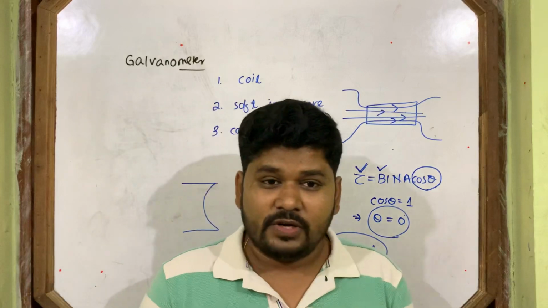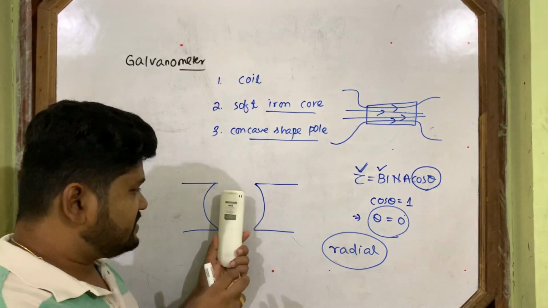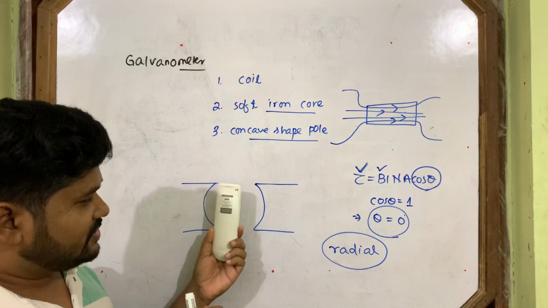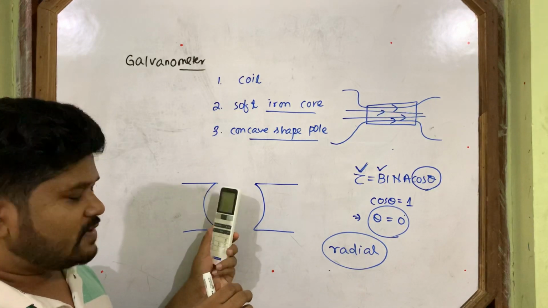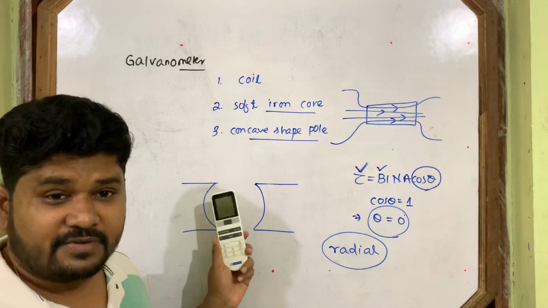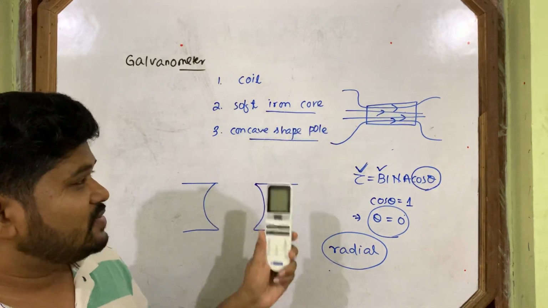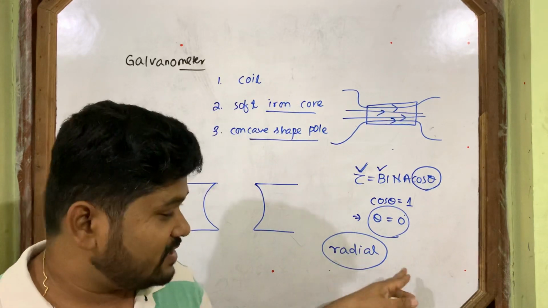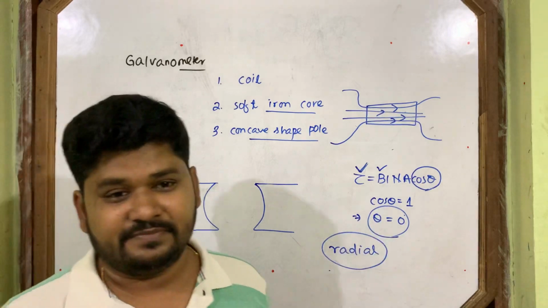So when the lines of force come, this is the coil, and inside it the coil rotates like this. When the coil rotates inside it, what happens? The angle between the magnetic field and the surface of the coil should change, but due to the soft iron core and the concave shaped pole pieces, that angle doesn't change, that angle always remains 0. That's why the field is called radial and the torque is maximum.